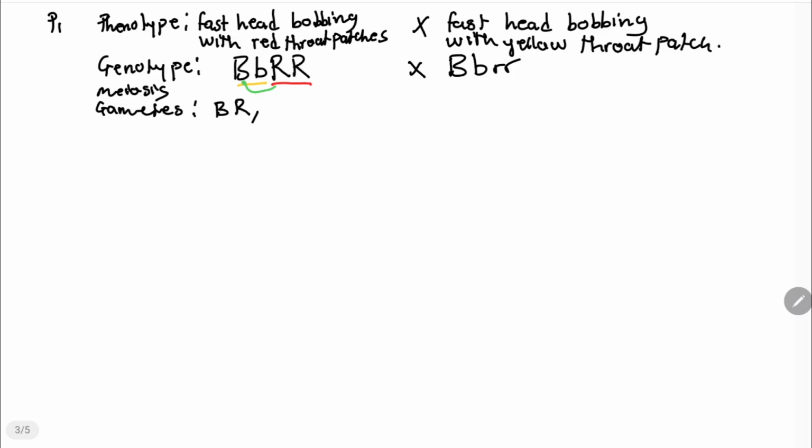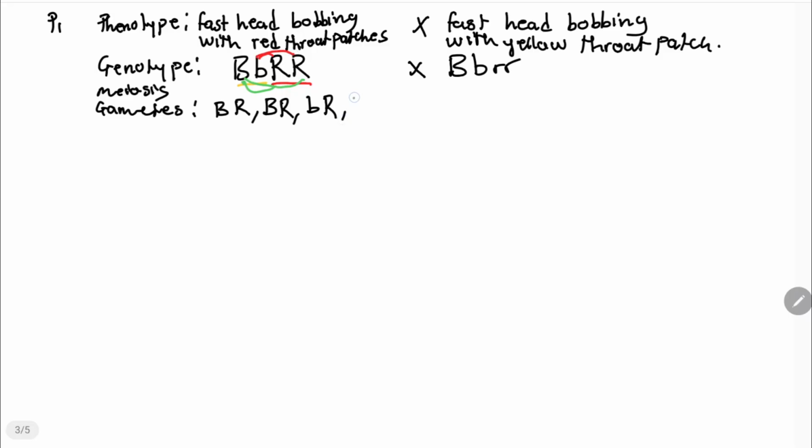Let's come up with the second gamete. The second gamete will be the same capital letter B crossing with the second capital letter R. So the second gamete will also be capital letter B, capital letter R, right? Now, what about the third gamete? The third gamete will be the second B now. The second B is a small letter b. The small letter b will cross with the first capital letter R. So it will be small letter b, capital letter R. Lastly, it will be the very same small letter b with the second capital letter R.